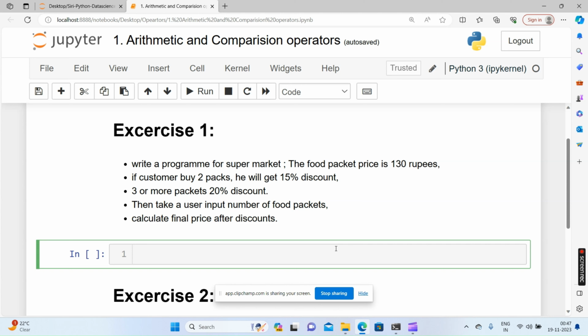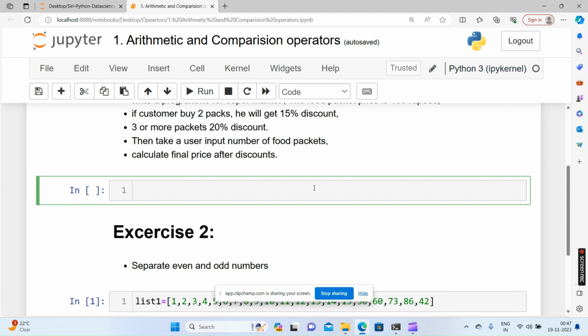First, I'm going to collect the information from the end user, how many food packets he bought. Then I'm going to calculate, after discount, how much is the final price to pay to the supermarket. So let me show you the code. So first I'm collecting the information.